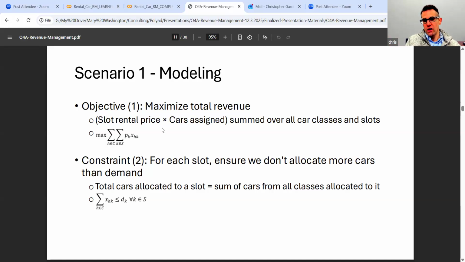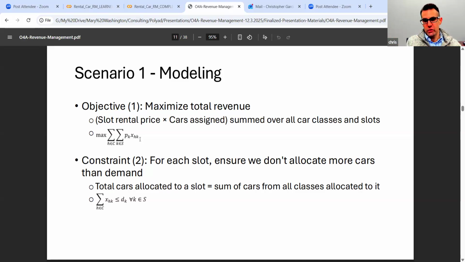If we want to sum that over all cars and all slots, we're going to say maximize. And when you see the sum, by the way, if you're not used to seeing this math, you just want to think about these sums like for loops. This is just a summation symbol. It's really just a for loop, an outer for and then an inner for. So for each car class H in the set of car classes C, and then for each demand slot K in the set of slots S, add up PK times XHK. You add those up, and that's the objective function that we have here. Okay, so this is what we're going to try to maximize.